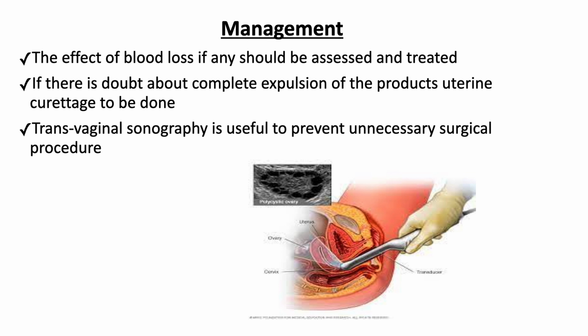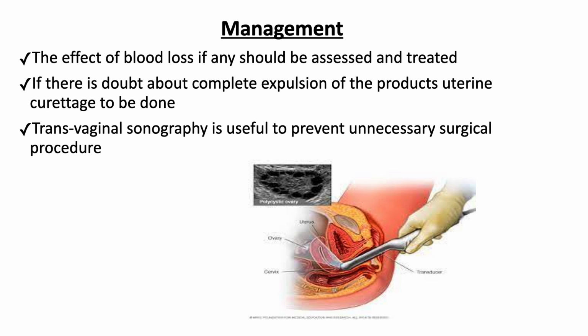If there is a doubt about the complete expulsion of the products, uterine curettage is to be done. Before that, transvaginal sonography is useful to prevent unnecessary surgical procedure. So even though the patient has been admitted with a case of complete abortion, you have to do an ultrasonography, that is TVS, transvaginal sonography, and see whether there are any remnants or any remaining products of conception. Based on that, you are going to do a uterine curettage.